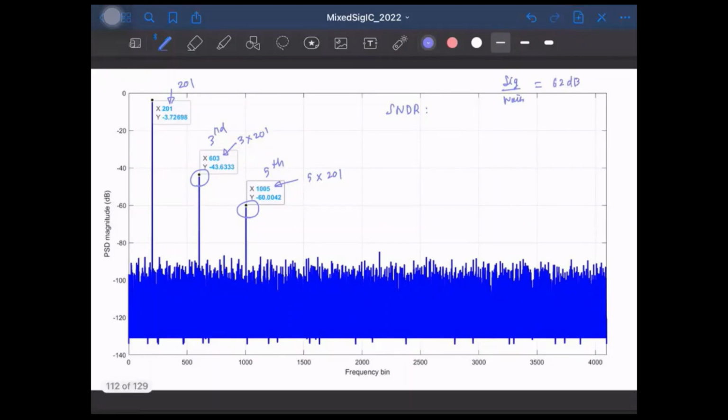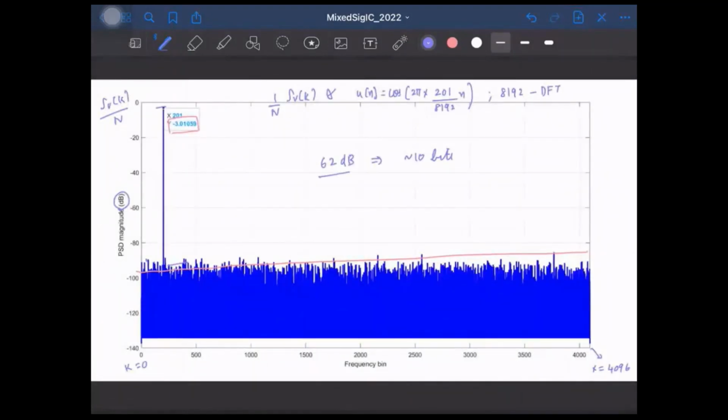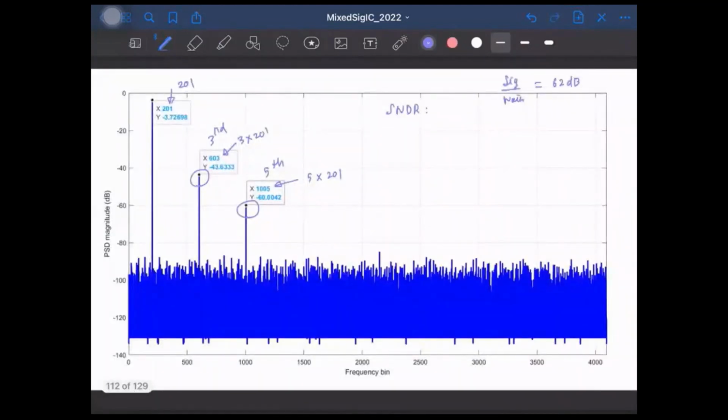Right? And that's what we saw earlier. So which means the signal power here is around minus 3.72 dB. So which means the sum of all the noise bins is roughly, say, minus 65 dB. Okay. But what is the strength of the third harmonic? That is minus 43 dB, right? So that's around 100 times higher than the total noise power.